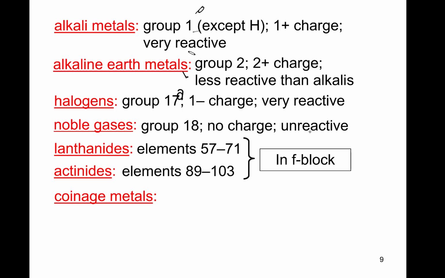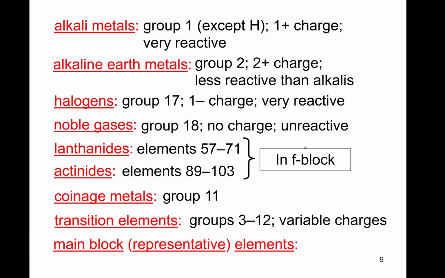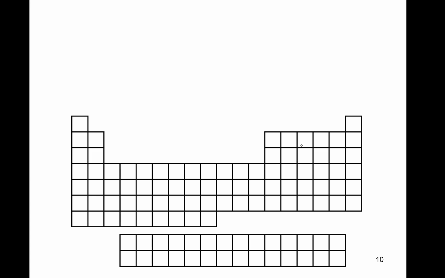The coinage metals are found in group 11. So if you look at your periodic table, you'll see them. Those are copper, silver, gold. The transition elements are going to be our D block, as we like to call them, or groups 3 through 12, and as we already said, they will have variable charges. The main block or representative elements are going to be groups 1 through 2, and then 13 through 18. So essentially that's our S and P blocks.